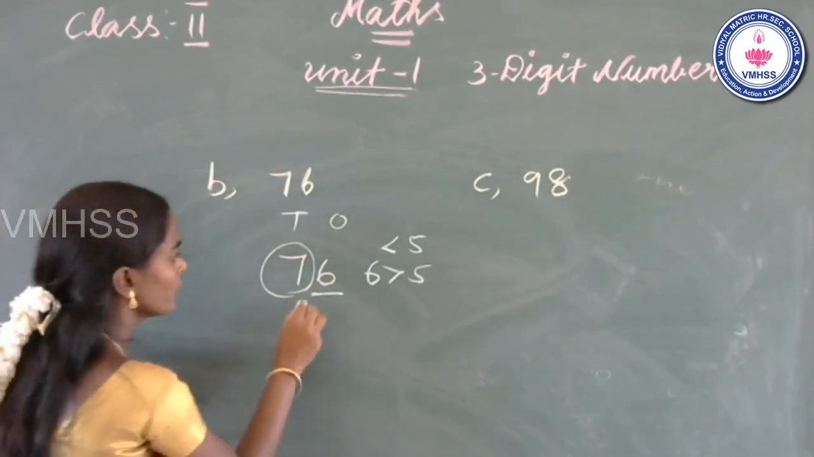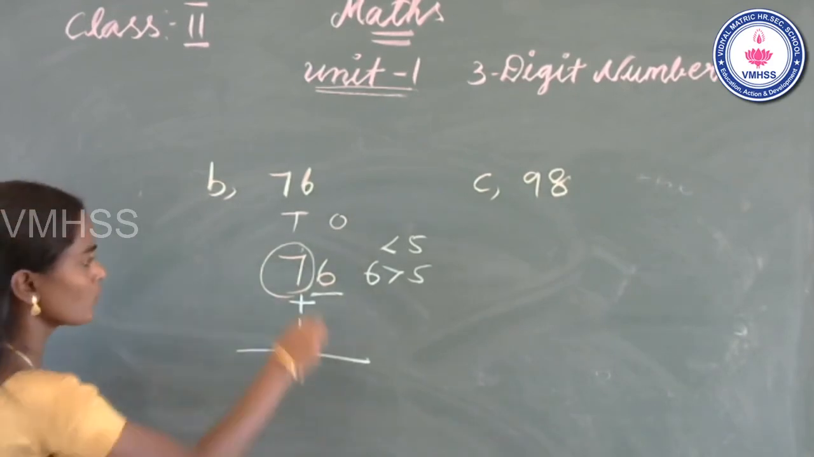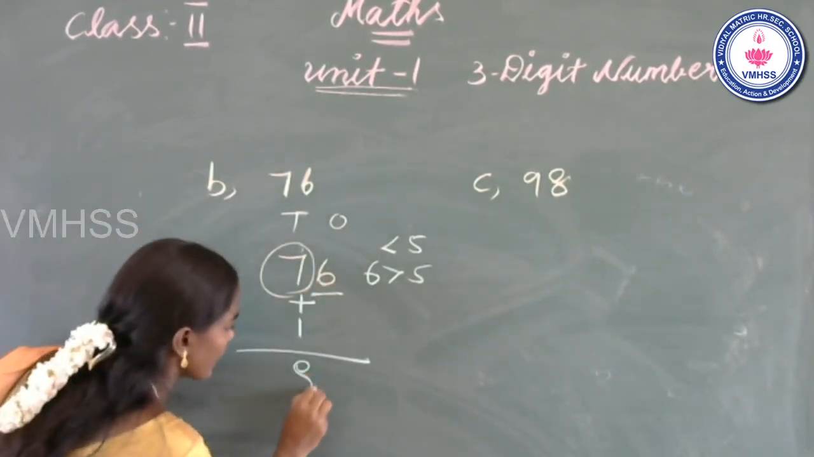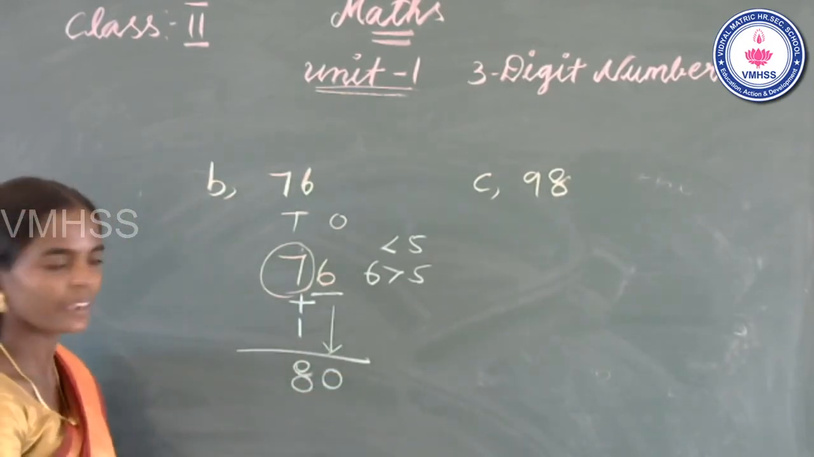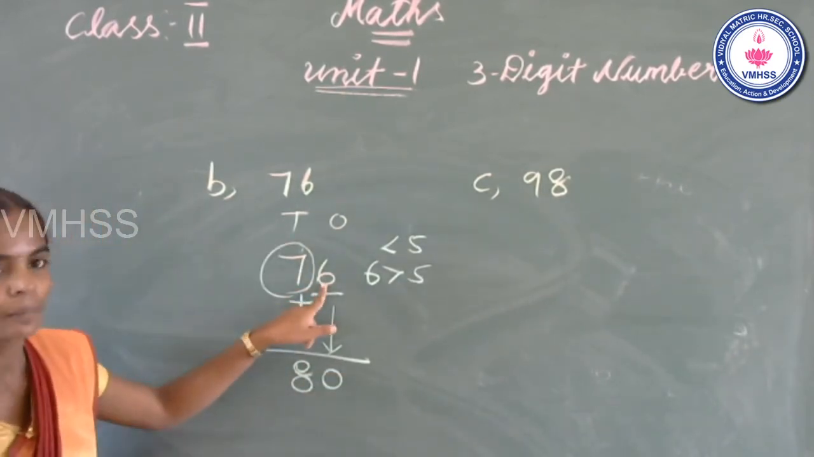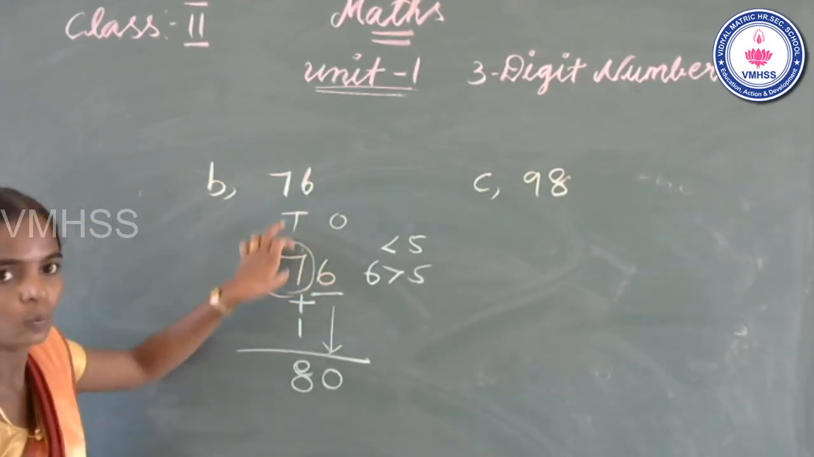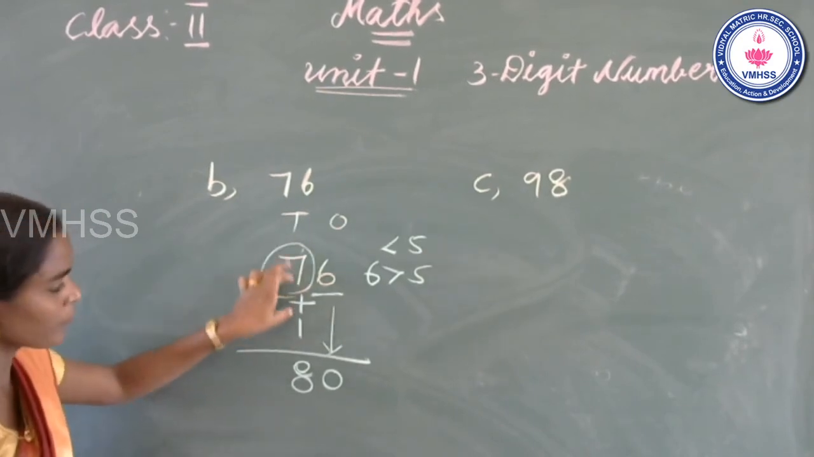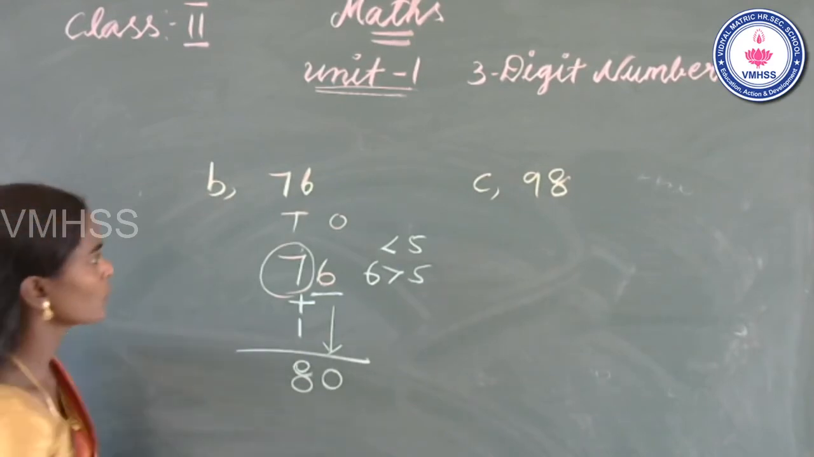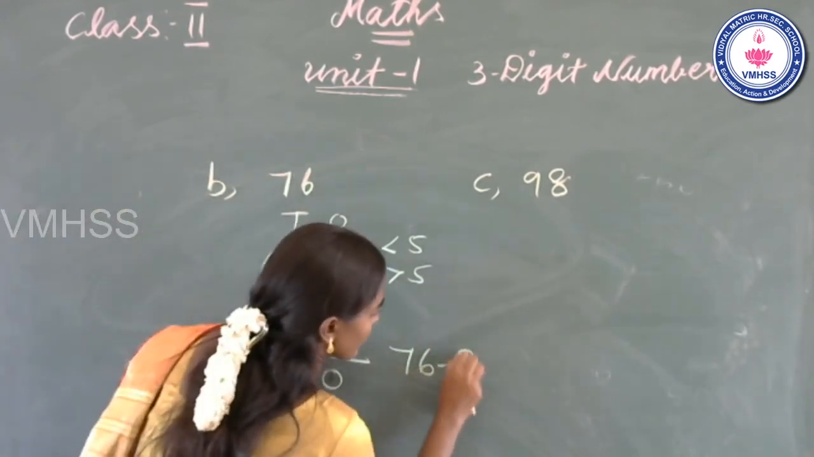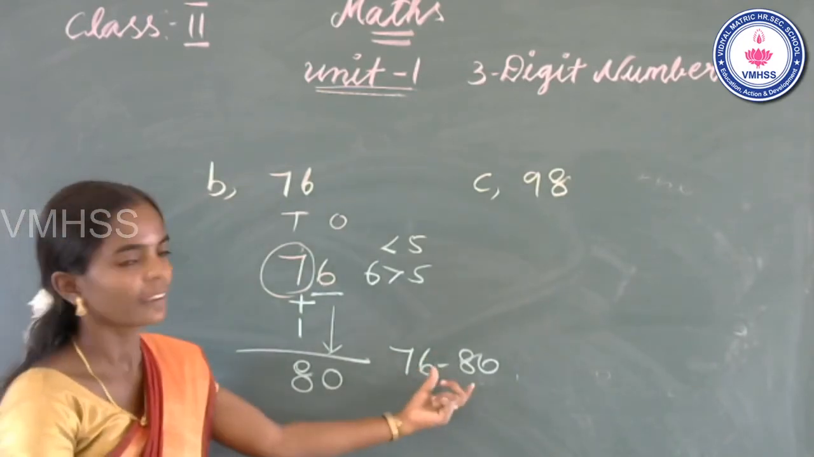So if we add 1 to the tens place, 7 plus 1 is 8. The ones place becomes 0. This number 6 is greater than 5, so we add 1 to the tens place: 7 plus 1, 8. The ones place becomes 0. So the nearest 10 of 76 is 80.